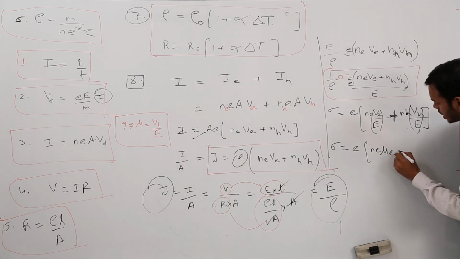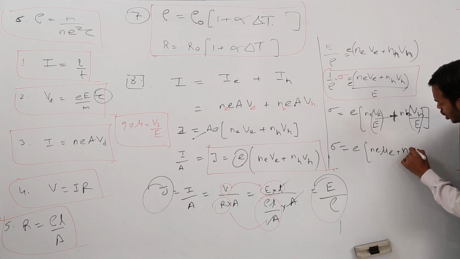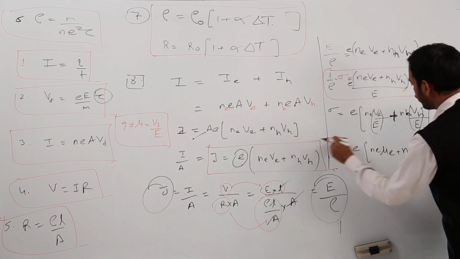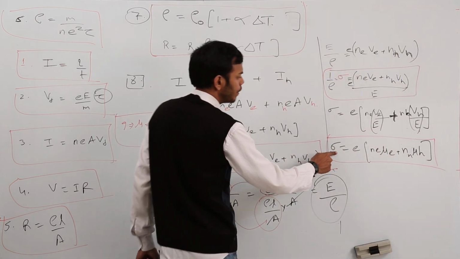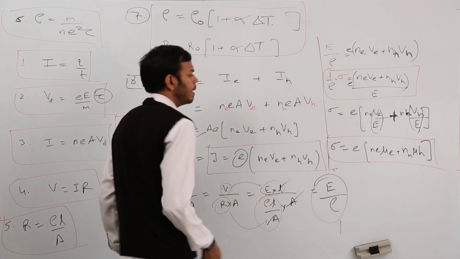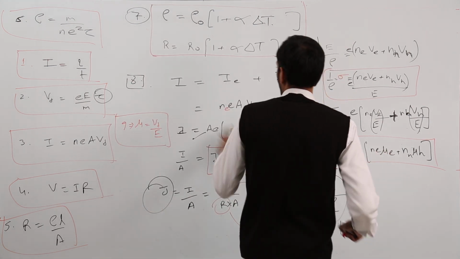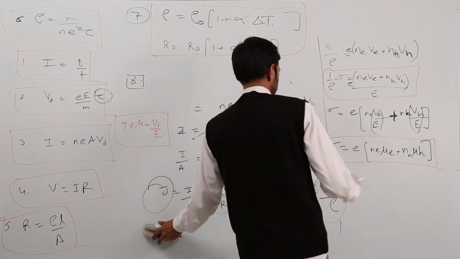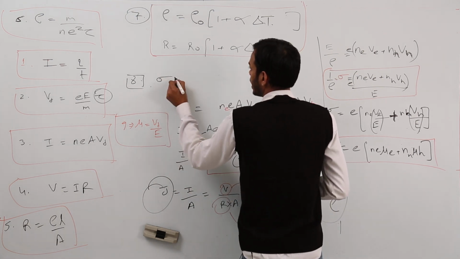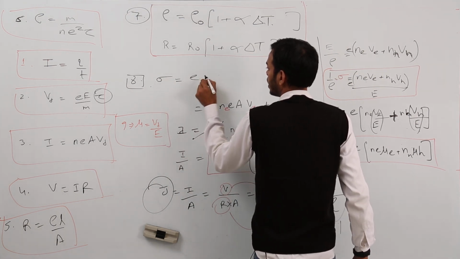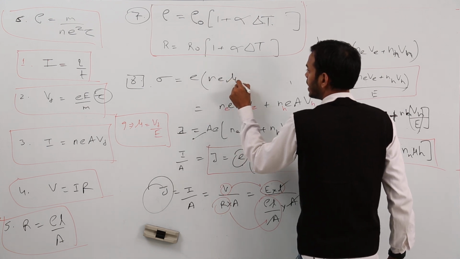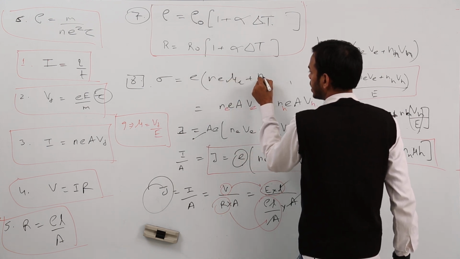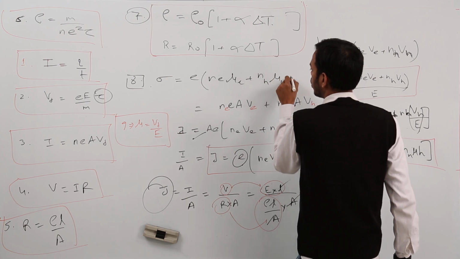nE muE plus nH muH. This is the final formula which we were looking for today. This is the conductivity in terms of charge density and mobility. So I am writing this formula right here: sigma is electric charge, times charge density and mobility, plus charge density for holes and mobility for holes.